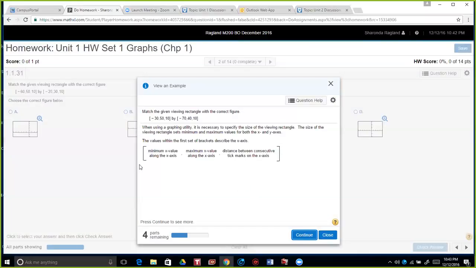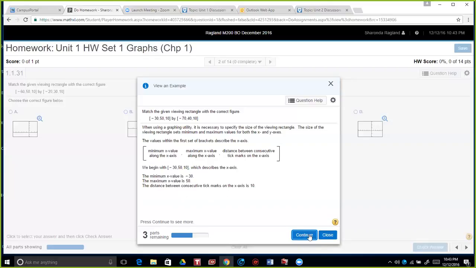And so they actually identify what each number is. So the first number is the minimum x value along the x-axis. The second one is the maximum x value along the x-axis. And then the third number is the distance between consecutive tick marks on the x-axis. And so this is the first set. Now, the second set, what do you think the second set goes with? And so they specify which one.